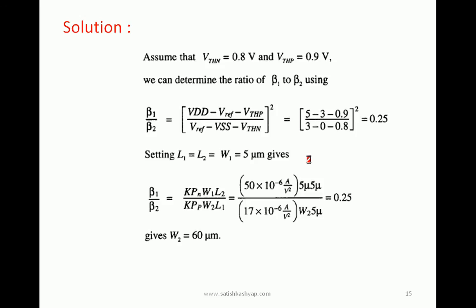Beta 1 to beta 2 ratio for the given reference is nothing but the square root of (VDD minus V reference minus VTP) by (V reference minus VSS minus VTN). So substitute the values and beta 1 by beta 2 is nothing but 0.25. Since beta 1 by beta 2 is not 1.125 square, definitely it is going to have a non-zero temperature coefficient. That is, this circuit depends on temperature.